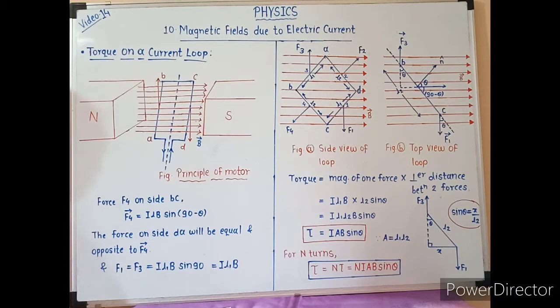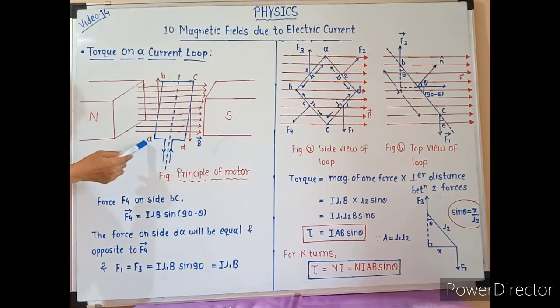In 10th standard you have studied the principle of motor. Now consider this diagram. This diagram shows the principle of motor. There are two magnets and this is the coil or the wire loop. This coil is placed in between these two magnets, and also this wire loop is placed in a uniform magnetic field B bar.